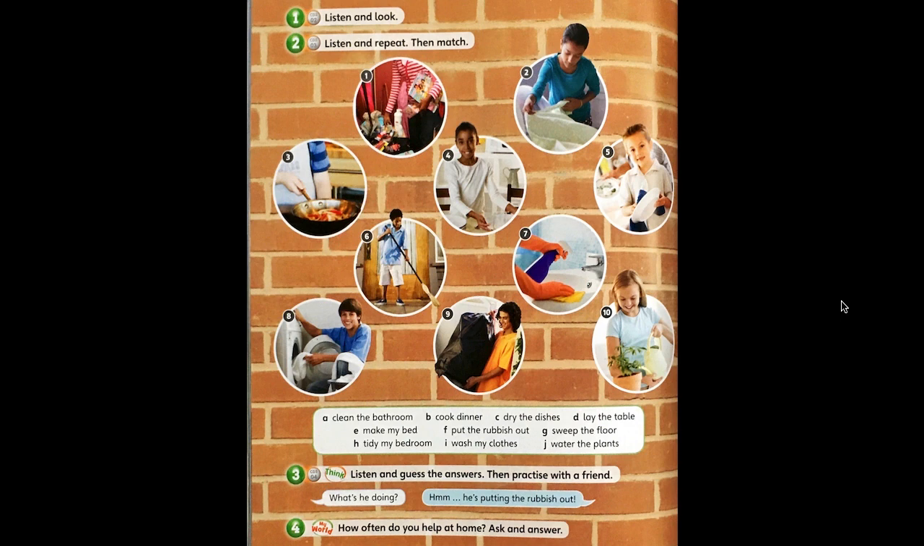Okay. What about picture eight? What is the boy doing in picture number eight? That's correct. Correct answer is I. Wash my clothes. Wash my clothes.